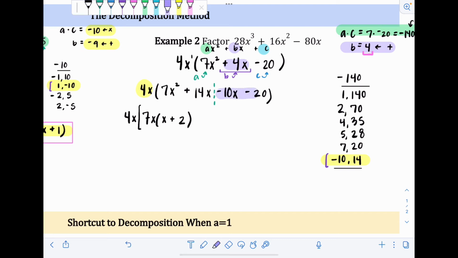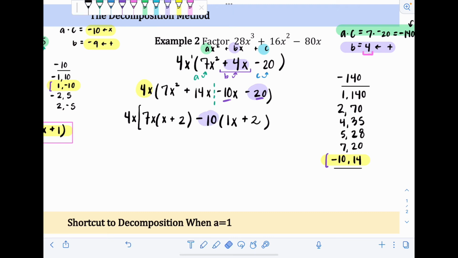And then for the second half, negative 10x minus 20, I'm going to factor out a negative because they're both negative. And then both 10 and 20 are divisible by 10. And the 20 does not have an x, so I can't factor out an x. So I can only factor out a 10, negative 10. And then if I divide that negative 10 out of each term, negative 10x divided by negative 10, negative 10 divided by negative 10 is just 1. And then I don't have any x here to divide the other x by, so that stays the same. And then negative 20 divided by negative 10 is positive 2.